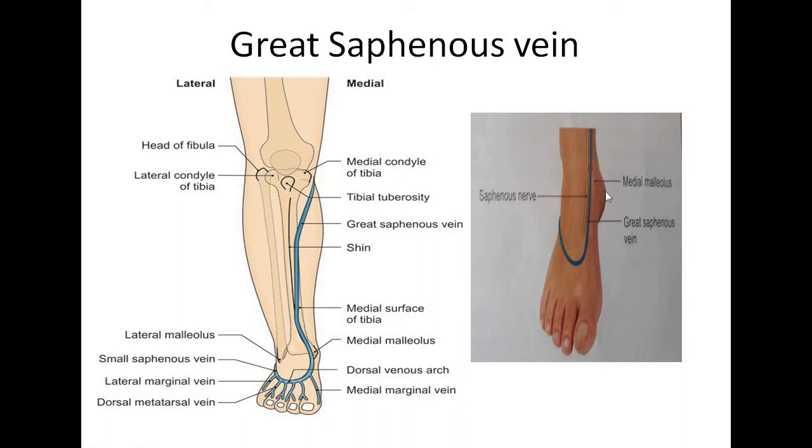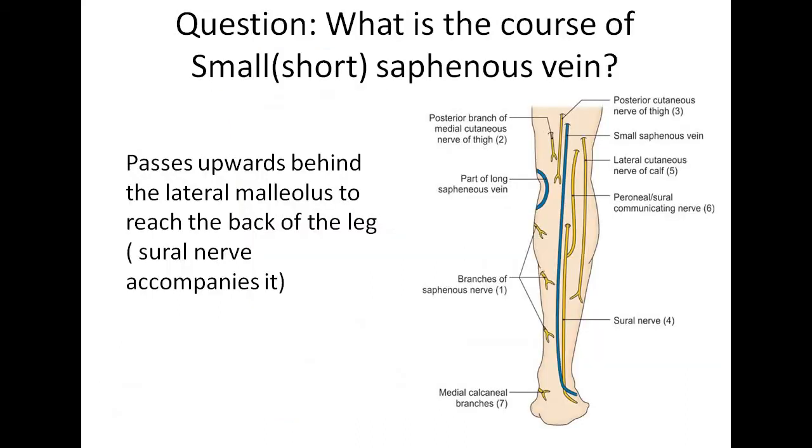Here you can see the great saphenous vein in front of the medial malleolus, where it is closely related with the saphenous nerve. So care should be taken to avoid injury to the saphenous nerve in case of venipuncture of this vein. The question can be asked about the course of the small or short saphenous vein. You can see this vein ascends upward behind the lateral malleolus to reach the back of the leg. Here it is accompanied by the sural nerve.